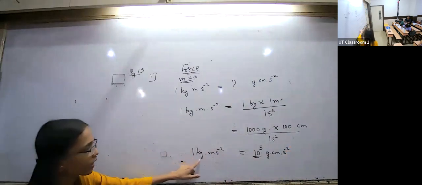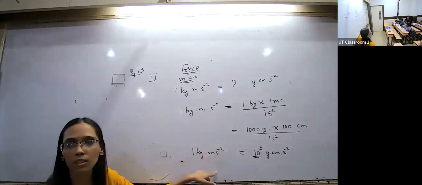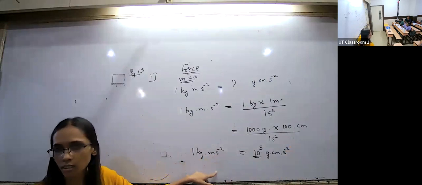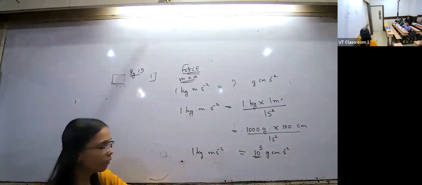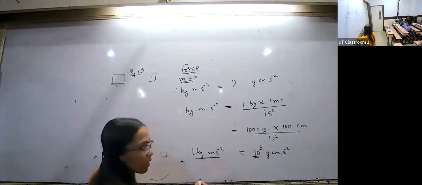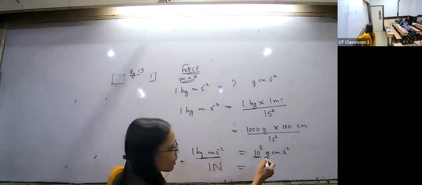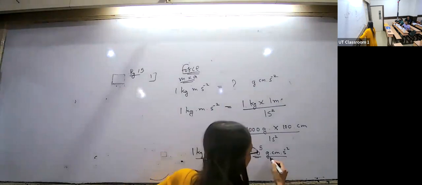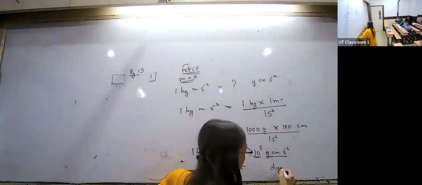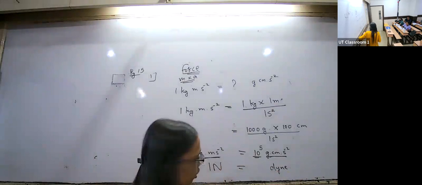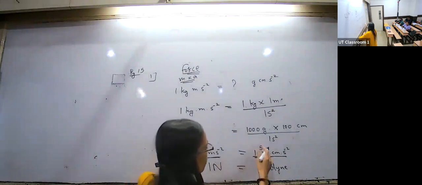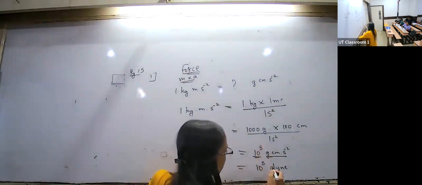What is the other name for 1 kg meter per second square? Newton. So this is 1 Newton. Similarly, this one also has a name. It is known as Dyne. So 1 Newton is equal to 10 to the power 5 Dyne.